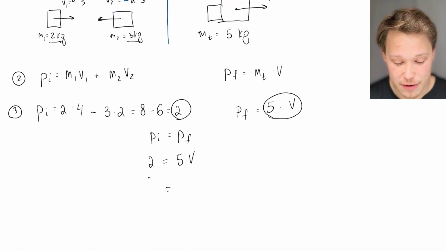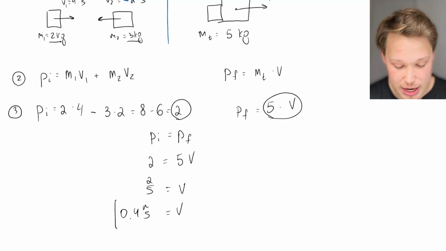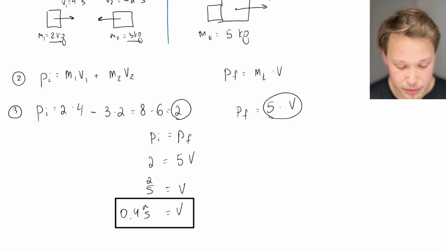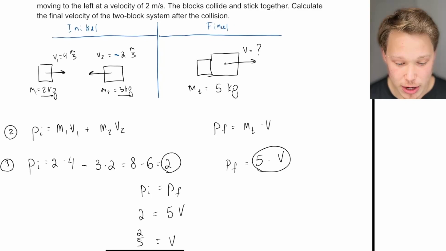Therefore, if you divide both sides by 5 in order to solve for velocity, you get 0.4 meters per second as our final answer. So let's take a look at this problem again, right?